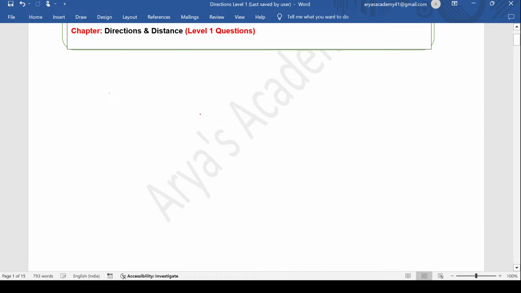So everybody knows that there are four principal directions. Four principal or main directions. We call them the principal or main directions. How many directions are there? Four main directions are there. So one is north.